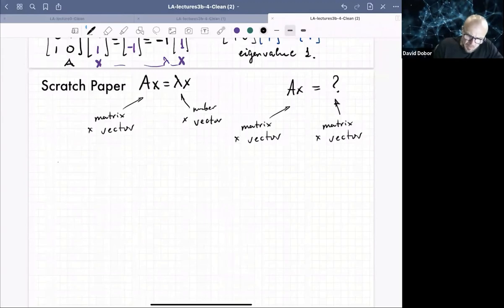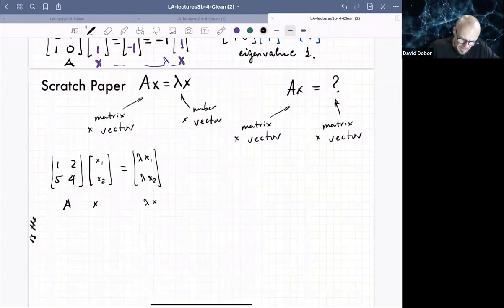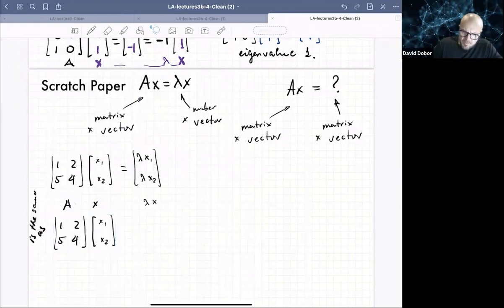So let's take this example, [1, 2; 5, 4], since we're sticking with that matrix. Let me write down this AX the usual way, with x1, x2. On the other hand, I want to have lambda times x1, lambda times x2. This is my lambda X. Now, here's the claim: this is the same as rewriting the left-hand side here, and the right-hand side I'm going to make a matrix.